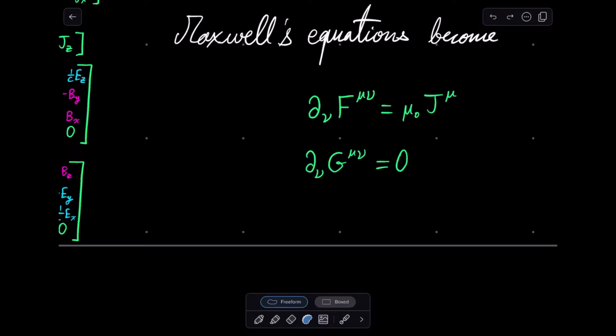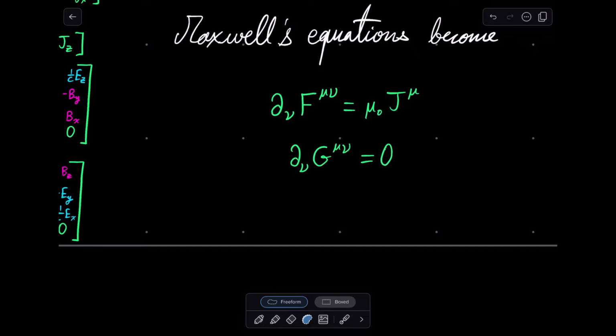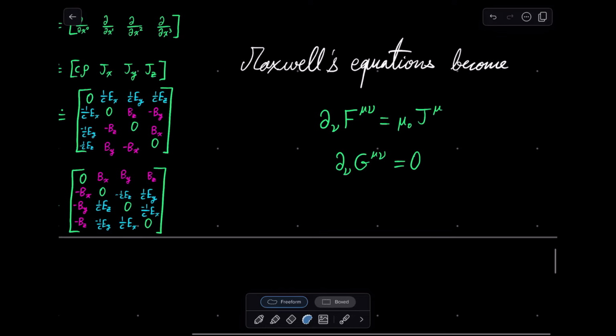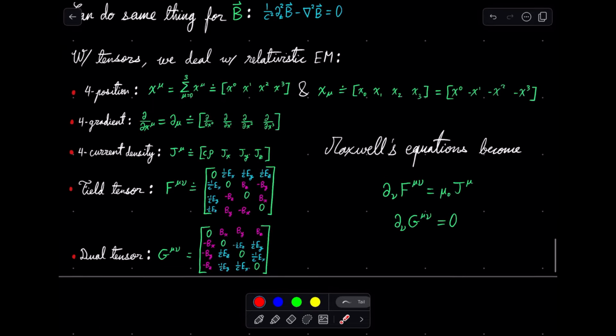So in the tensor formulation, Maxwell's equations reduce to a set of two tensor equations, where you're taking derivatives with respect to components and then summing over those components to get different values of either the zero component or of the what's it called, the four current density.